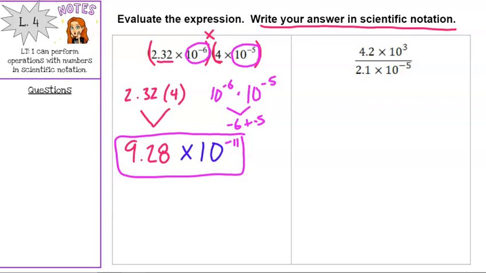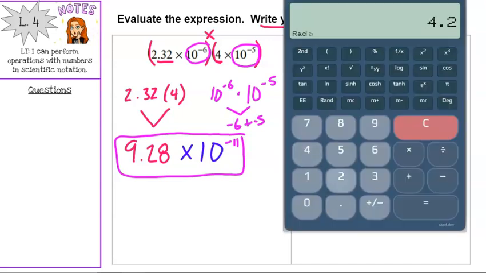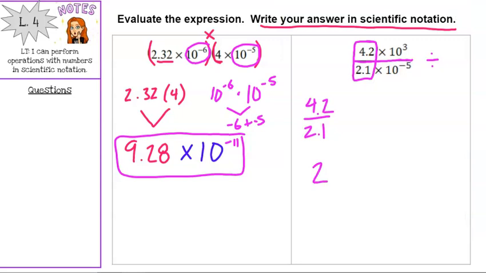Let's try another example, but this time we're going to do division. This fraction bar just means we're dividing. So we're going to use the same exact concept: we are going to divide our like terms, like pieces, if you think about that. 4.2 and 2.1, those are our coefficients. So I'm going to do 4.2 divided by 2.1. Get my calculator out. 4.2 divided by 2.1, we get 2. Nice whole number. So that is 2.